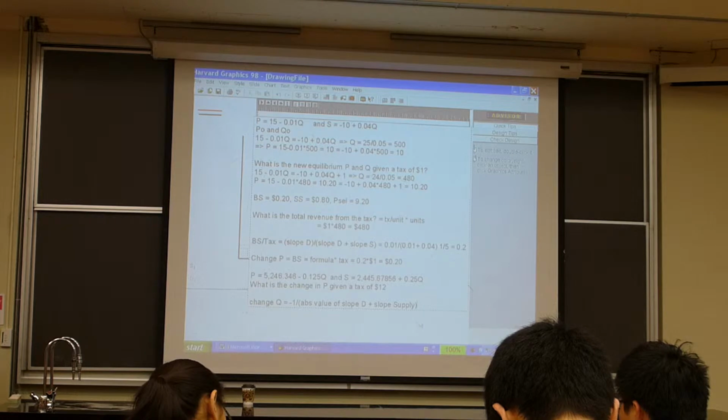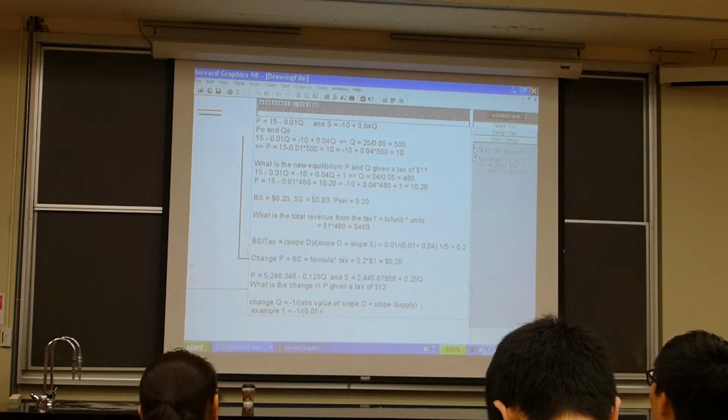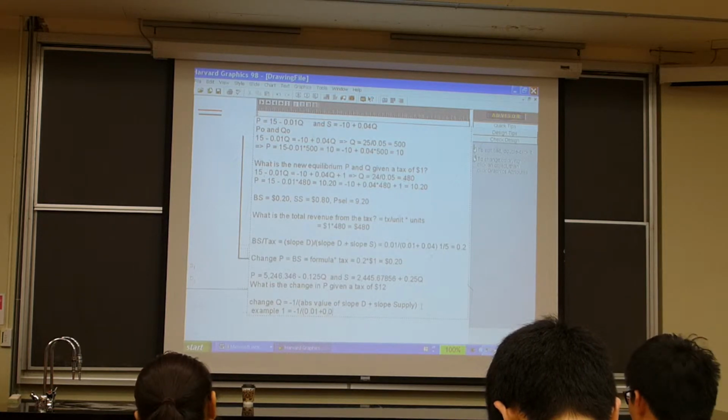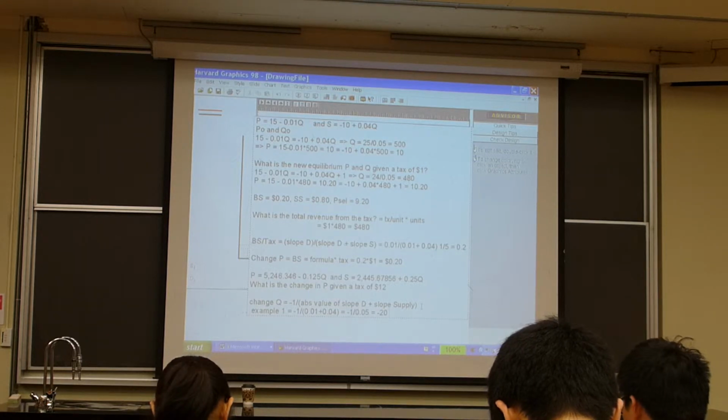Notice here, let's do it for our first example. For example 1, this equals -1 divided by 0.01 plus 0.04, which is equal to -1 divided by 0.05, which is equal to -20, which is what it is, right? Everybody? So proof, it's all about elasticities. It's all about elasticities. Okay?